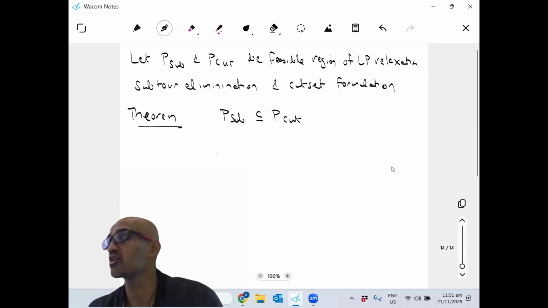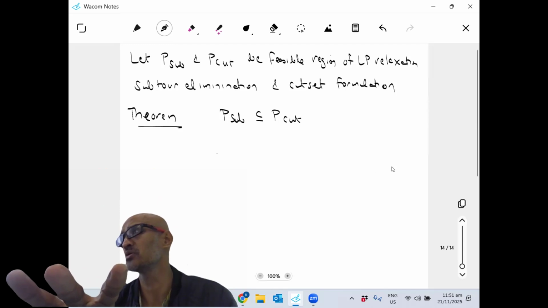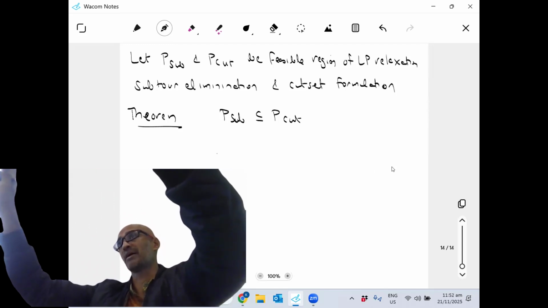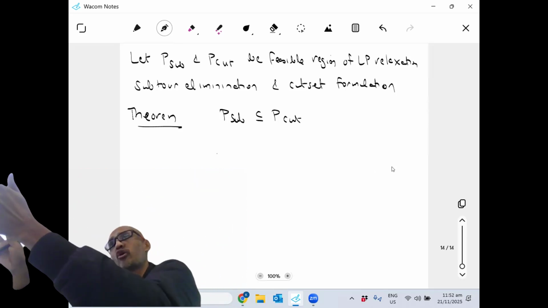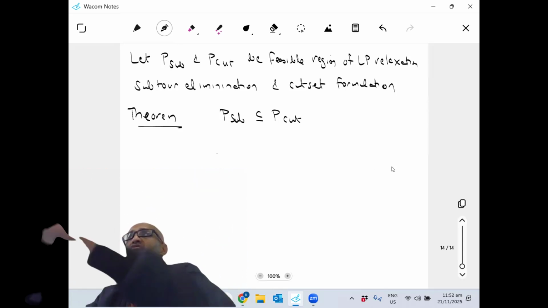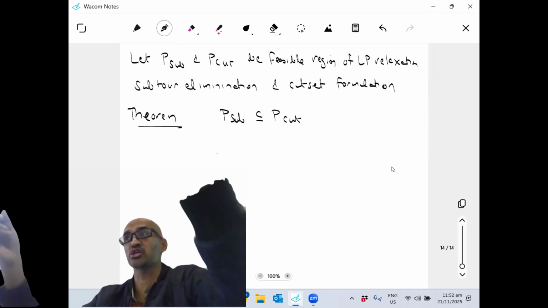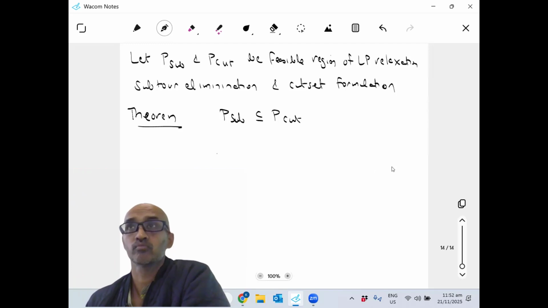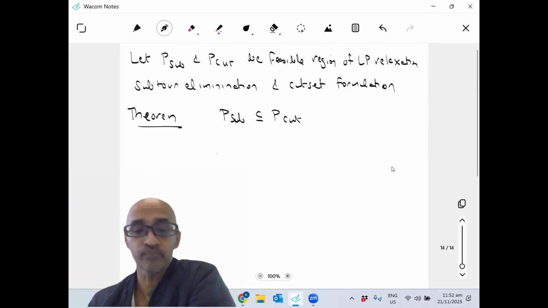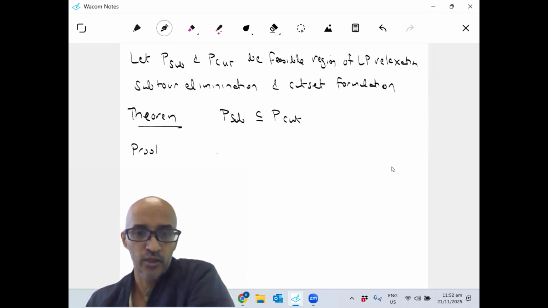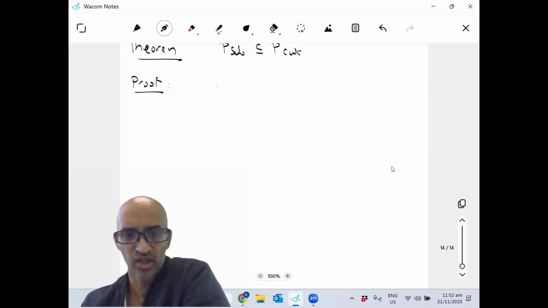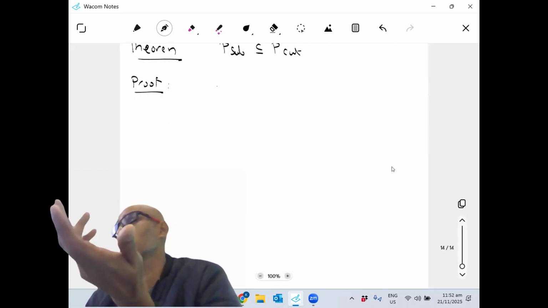Is it clear what the theorem is telling you? The IP solutions for both problems are the same, but the LP relaxation of the subtour formulation is contained within the LP relaxation of the cut set formulation. That means the subtour formulation is actually a better formulation. So that's the theorem. Let's try to prove that. Again, this is a type of proof you often do with these cut formulations. We're basically going to do a counting argument.